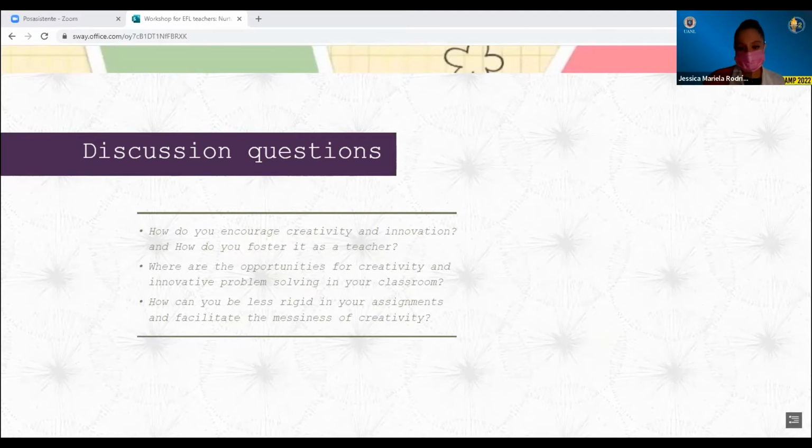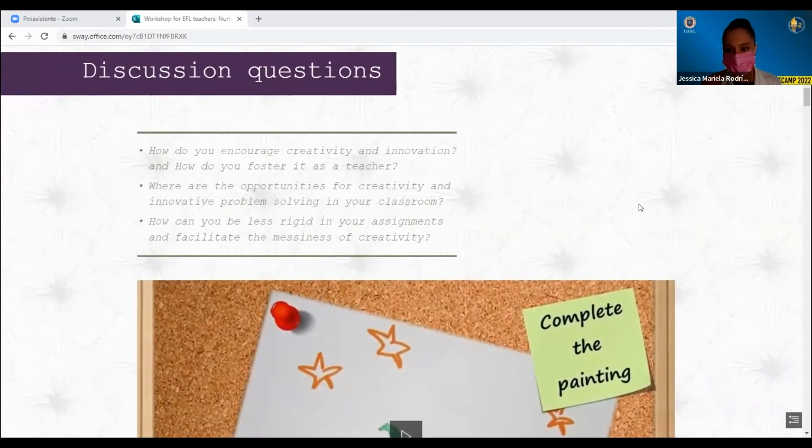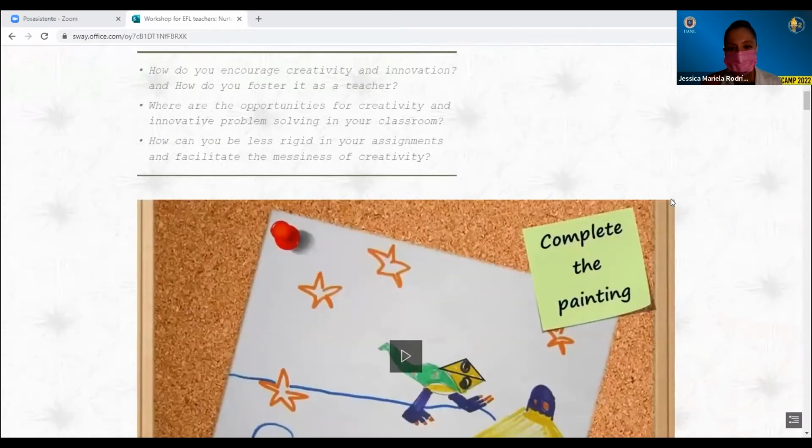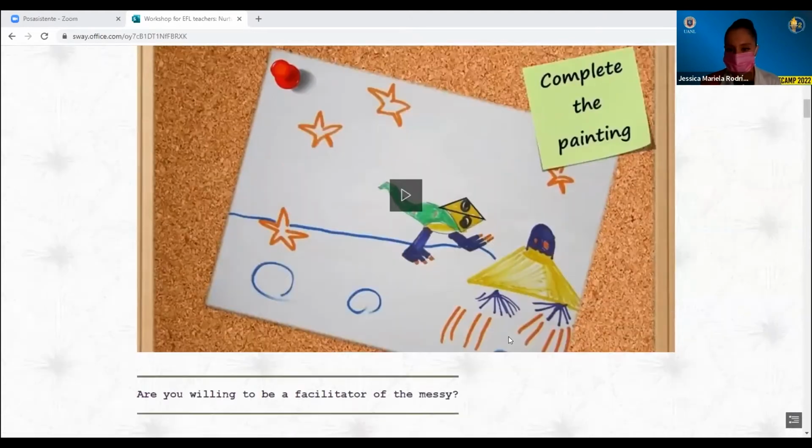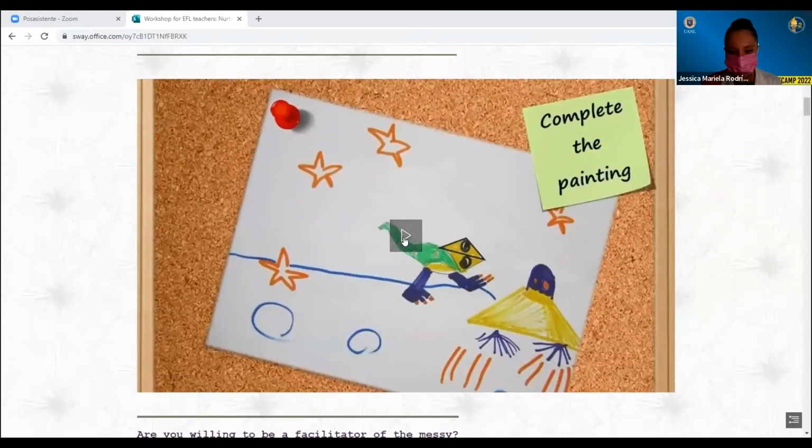Great answer. I really love number 3, because that's what we're going to see now, right? That we have to let our students show us that there is no correct answer for these kinds of activities where they have to develop or show creativity. I'm going to share a video, okay? And at the end of the video, I'm going to give you a question to reflect on. Are you willing to be a facilitator of the messy? Let's see the video.